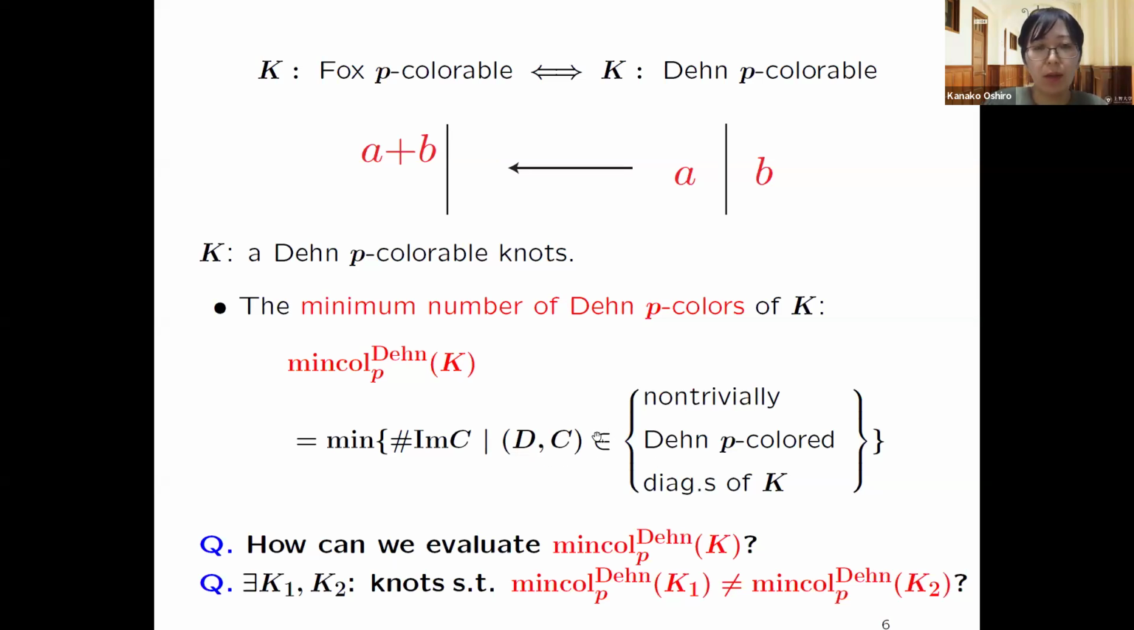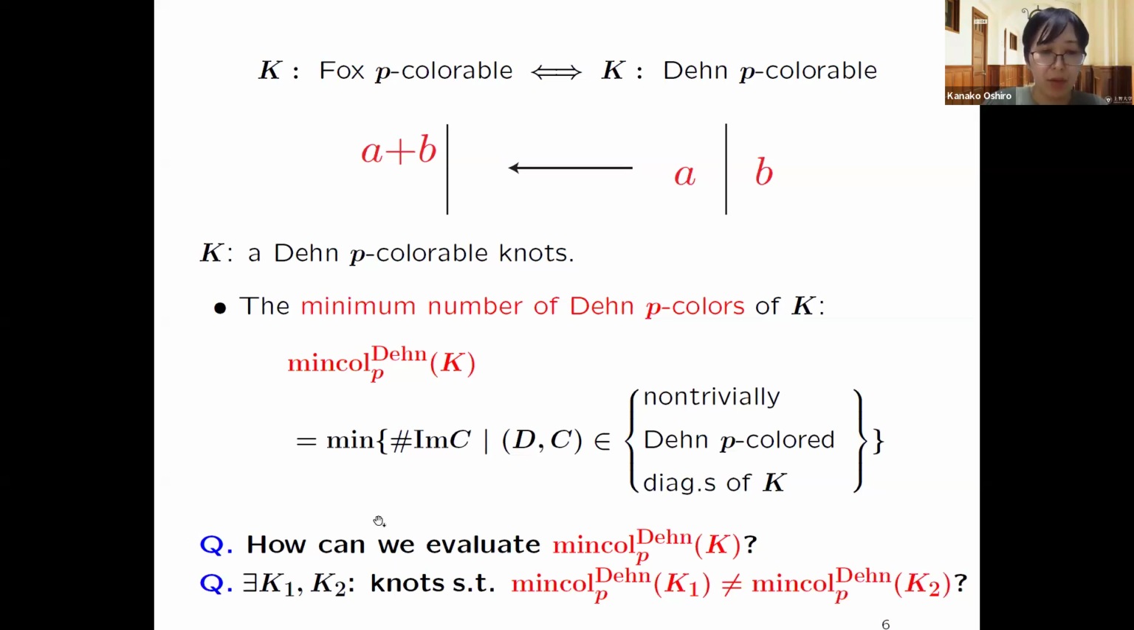As mentioned here, Dehn colorings are the region coloring version of Fox colorings. So Dehn colorings correspond to Fox colorings. We also would like to know the minimum numbers of Dehn p-colors for nodes. So these are the natural questions. How can we evaluate the minimum number of Dehn p-colors of nodes?